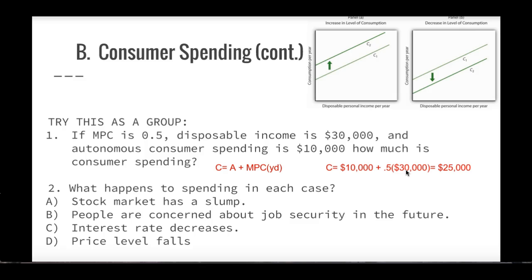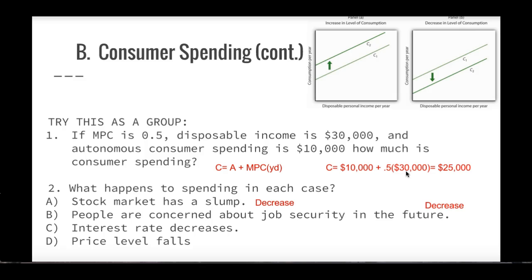Number 2 says what happens to spending in each case. If the stock market has a slump, what happens to spending? Spending will definitely decrease because the value of my assets has dropped. If B says the people are concerned about job security in the future, well, geez, then I'm going to definitely save some money now, so I'm not going to spend now. So it's going to be a decrease in spending.